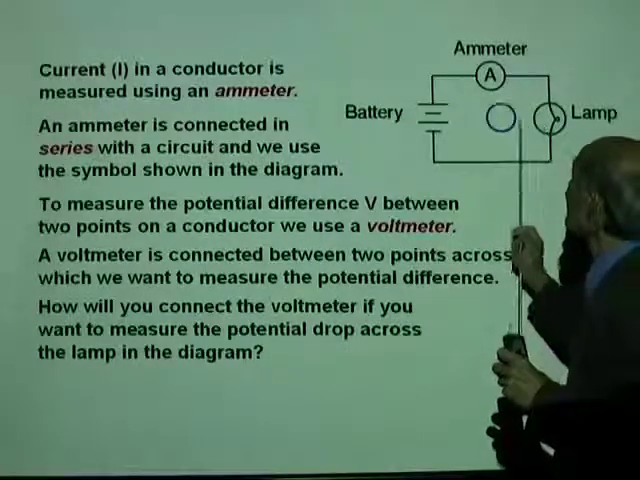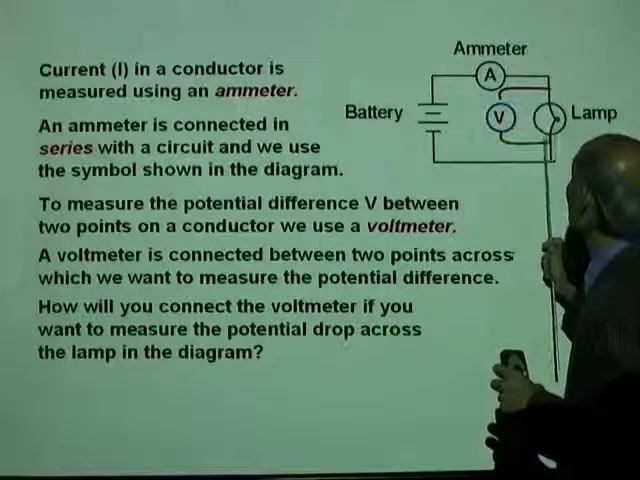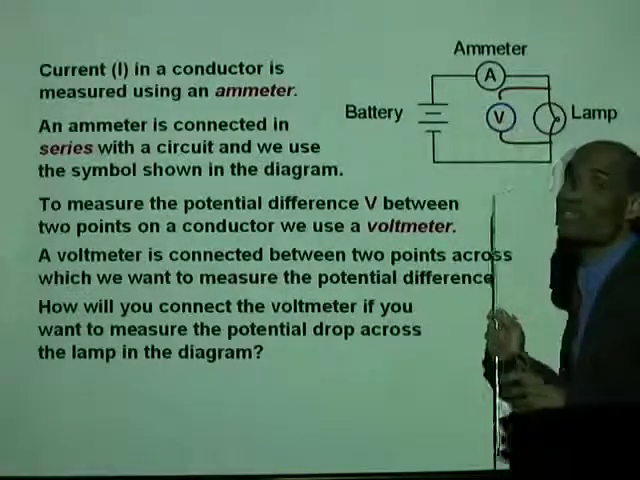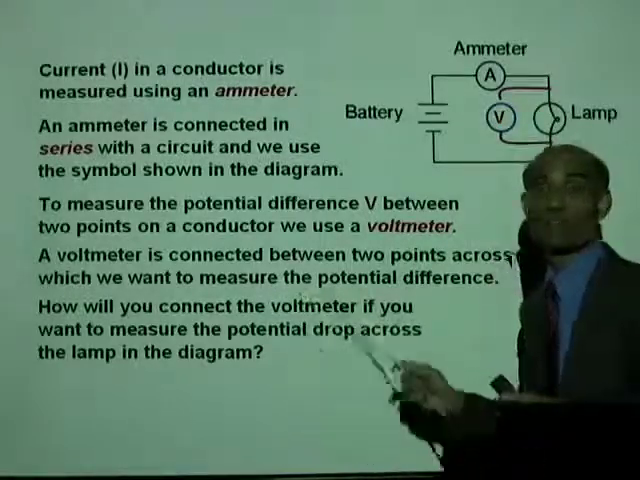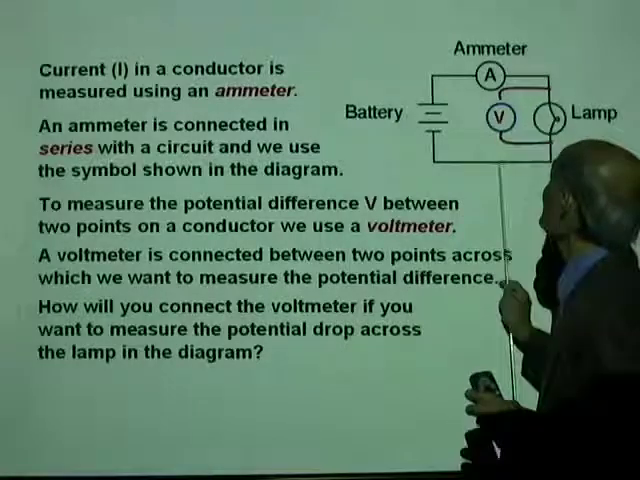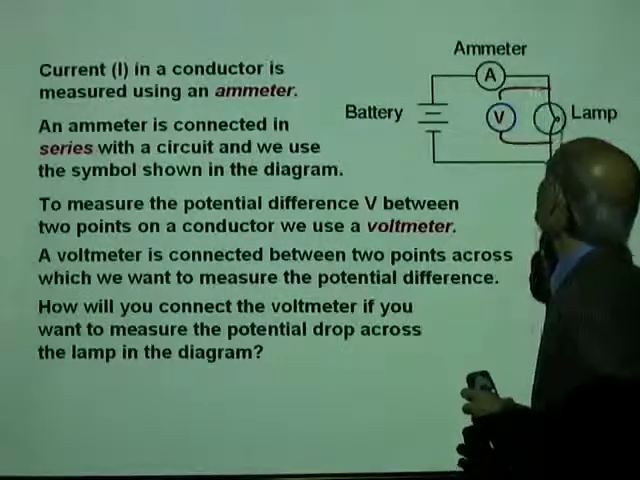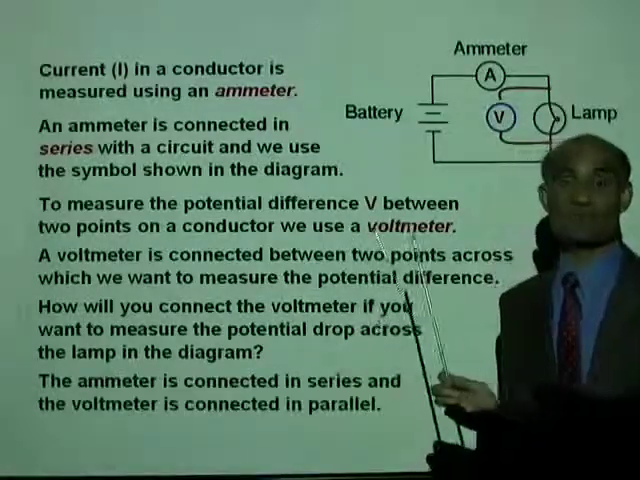How will you measure it? Now, this is the voltmeter. You connect it between the 2 ends of the conductor. And this is a parallel connection. An ammeter is connected in series and the voltmeter is connected parallel to the conductor.